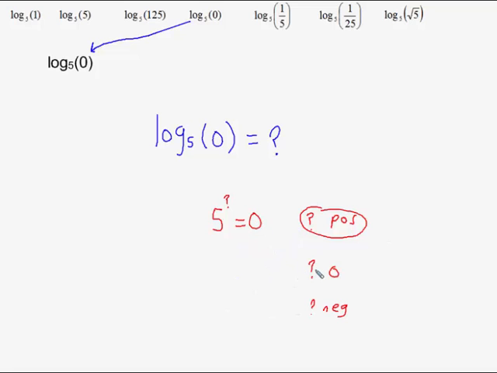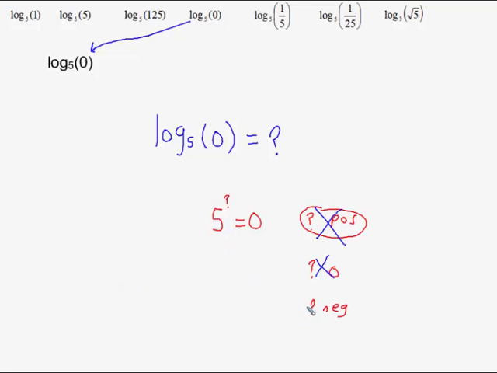Case 2 is where you replace the question mark with 0. Is 5 to the 0 power 0? It turns out in mathematics that we define things to the 0 power to be 1. So since 5 to the 0 is 1, we can't say that 5 to the 0 is 0. So case 2 is out, and case 1 was out. So we're on to the third case.